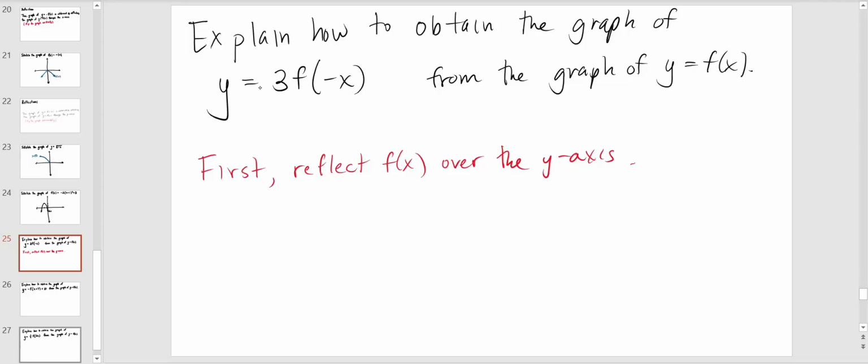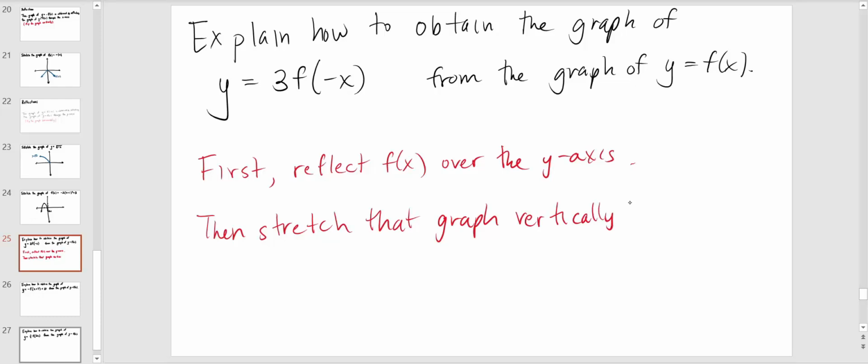After that reflection, we have to apply the 3. That 3 is on the outside, so it's a vertical effect. The vertical effects tend to follow intuition, so multiplying by 3 is going to be a vertical stretch. So then stretch, not f of x. That's not correct. We're not stretching f of x. We're stretching the graph that we came up with in the previous step. So we're just going to say then stretch that graph. A little vague, but I know what you mean. The graph that we just came up with, vertically by a factor of 3.